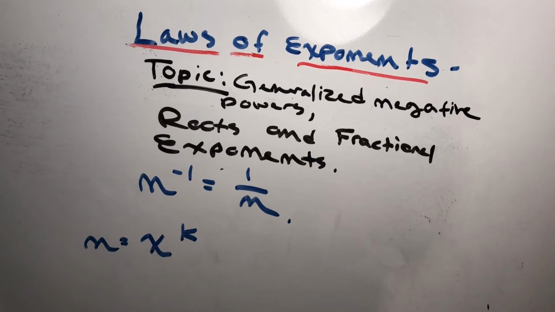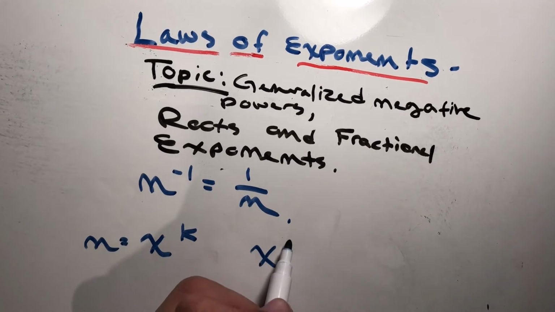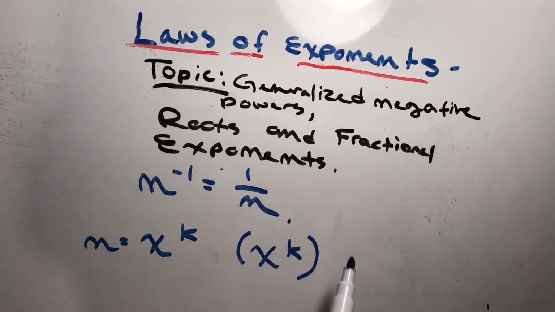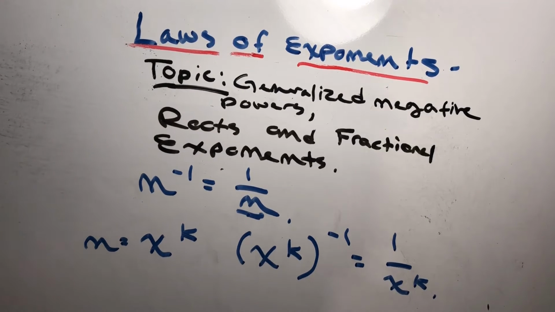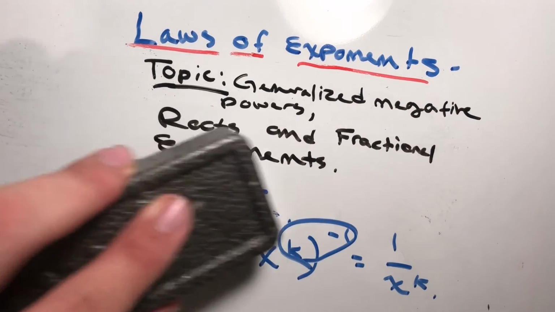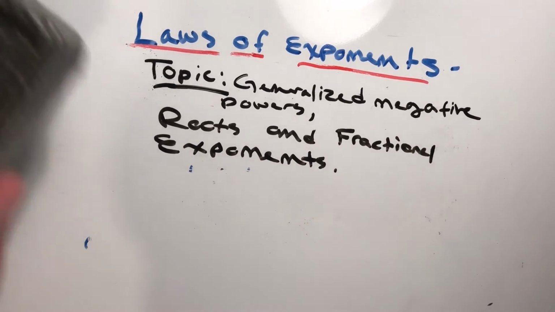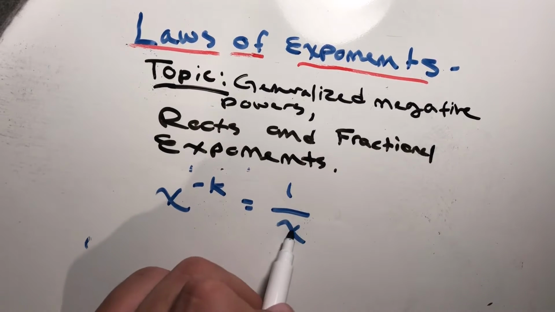Okay, so let's plug x to the k back in for n in this equation. So that means x to the k, the whole thing to the negative 1, is equal to 1 over x to the k. Great. And we know that the second law of exponents tells us that we can multiply out powers when they're in a parenthetical format like this. So we can go ahead and multiply those together. All that's going to give us is that x to the negative k is equal to 1 over x to the k.